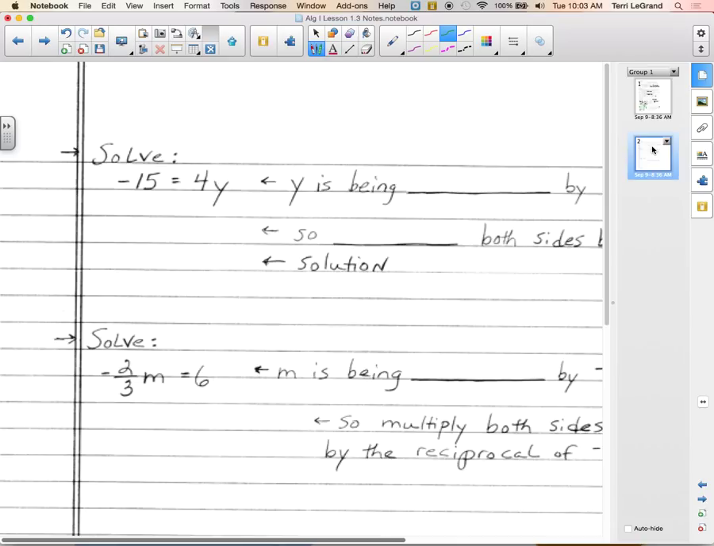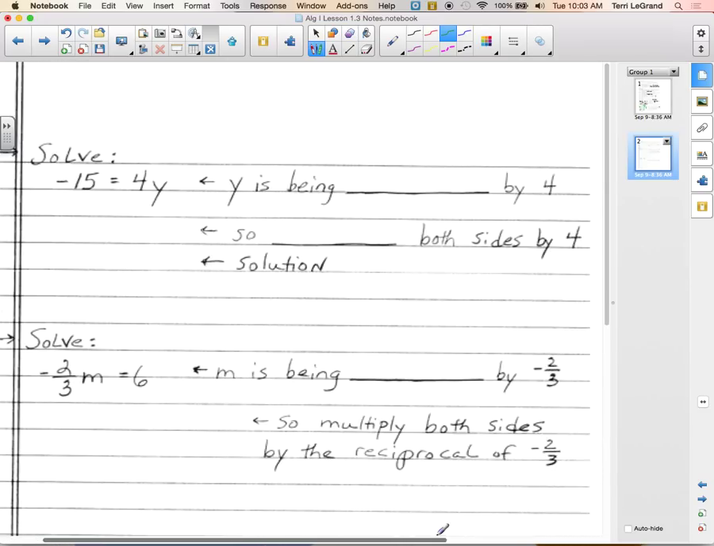Then solve negative 15 equals 4y. Y is being multiplied by 4. So, what are we going to do? Divide both sides by 4. Okay, so negative 15 divided by 4. I use the fraction bar typically to show division. In algebra, it's just easier, it seems like.